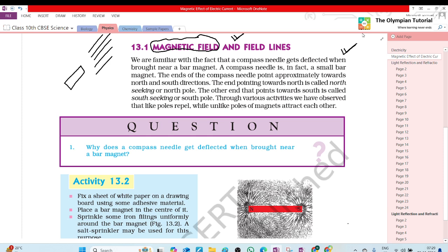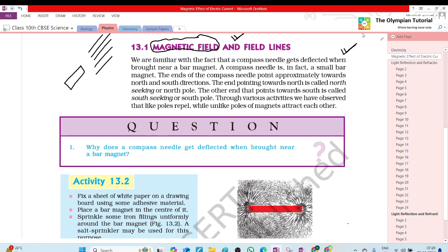Magnetic field and field lines. We're familiar with the fact that a compass needle gets deflected when brought near a bar magnet. A compass needle is in fact a small bar magnet. The ends of the compass needle point approximately towards north and south directions. The end pointing towards north is called north seeking or north pole. The other end that points towards south is called south seeking or south pole. Through various activities, we have observed that like poles repel, while unlike poles of magnets attract each other.